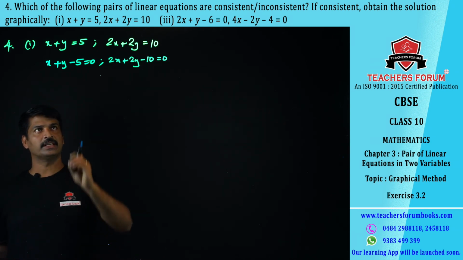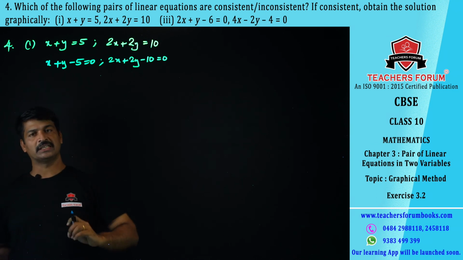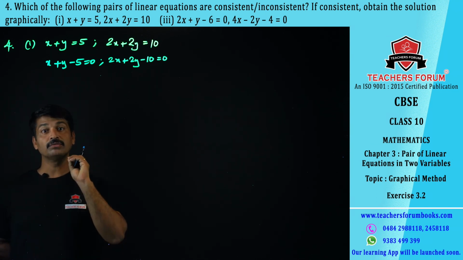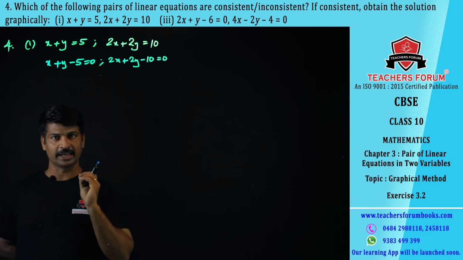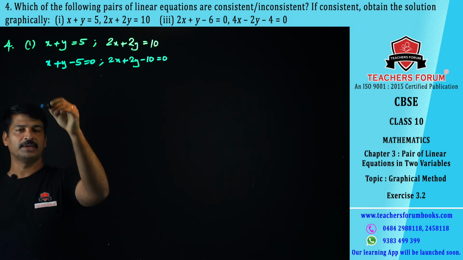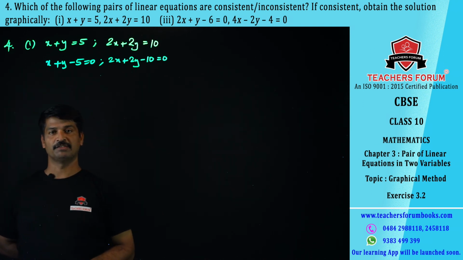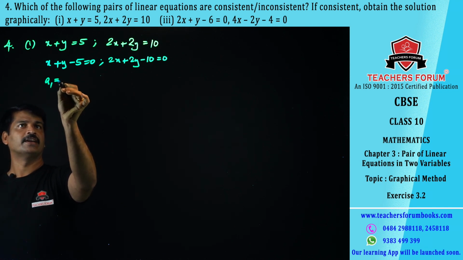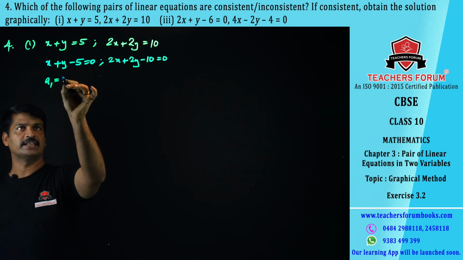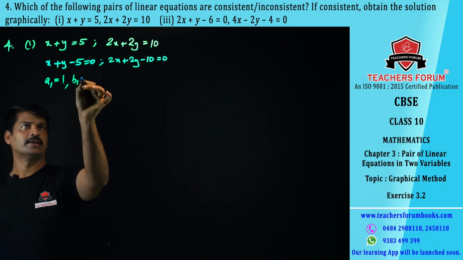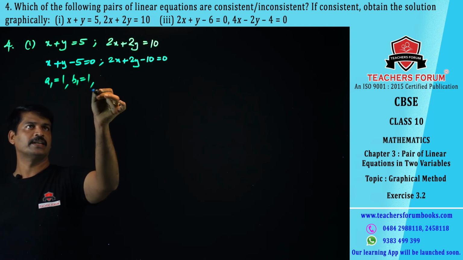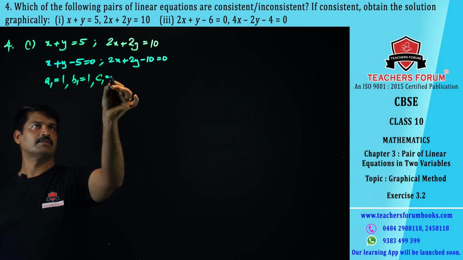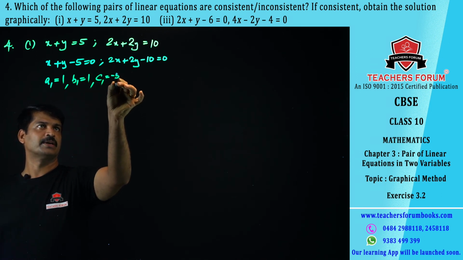To check whether the given pair of linear equations is consistent or not, you have to compare the ratios. a1 by a2 you have to find out, b1 by b2 you have to find out, then c1 by c2. Let us find what is a1. a1 is the coefficient of x, that is 1. b1 is the coefficient of y, that is 1. c1 is the constant term, that is minus 5.